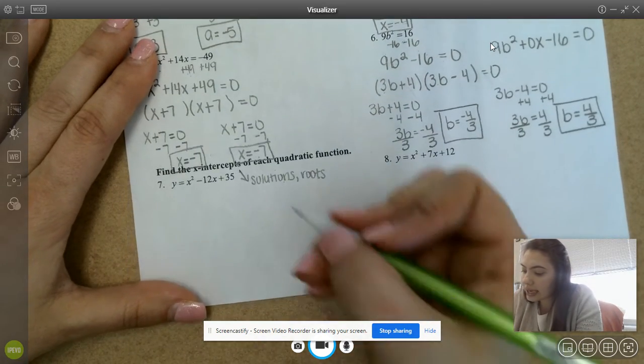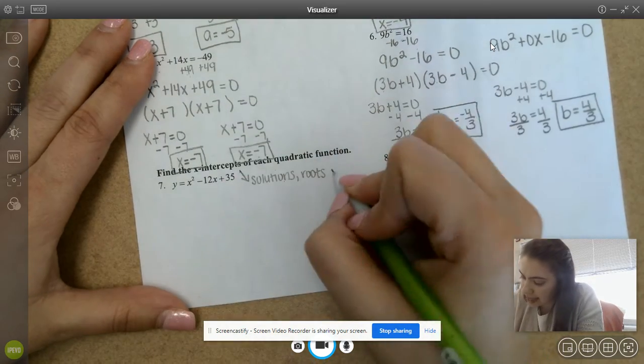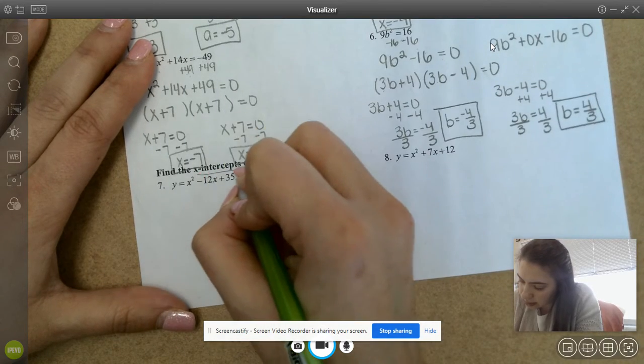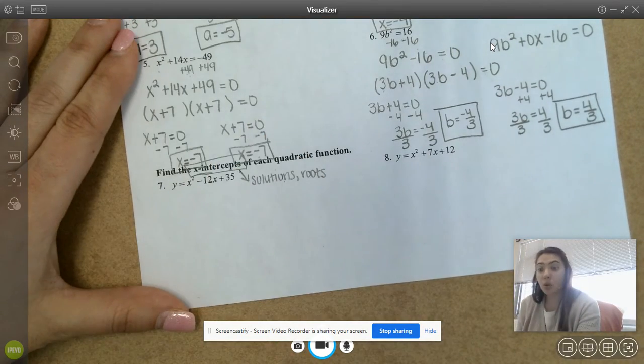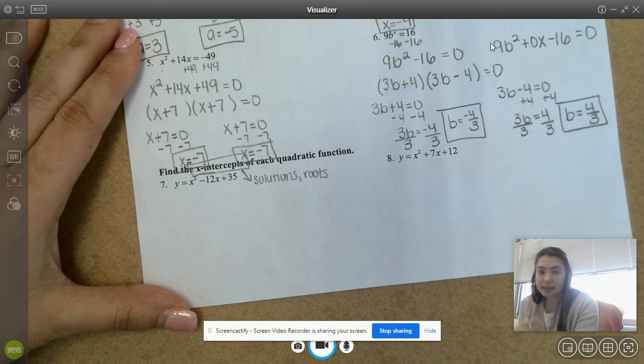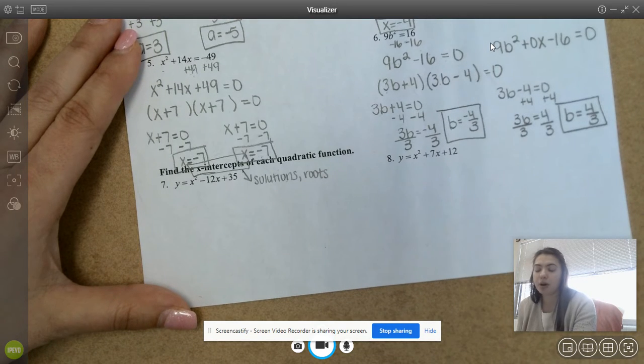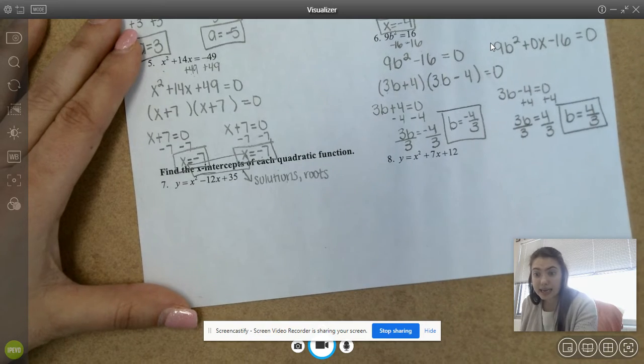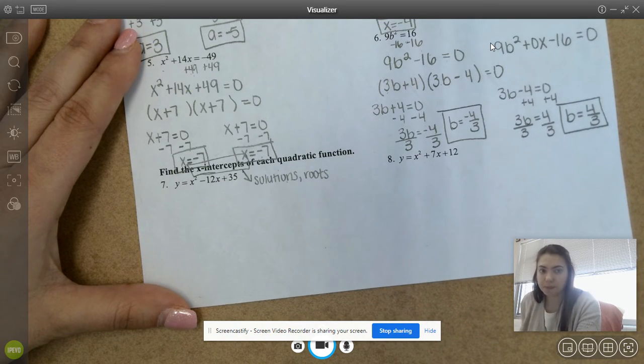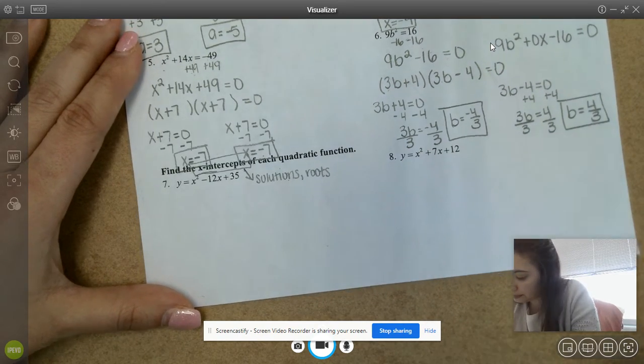Now, the one key difference is that x-intercepts need to be written as ordered pairs: (x, 0). An x-intercept is where your parabola is crossing the x-axis, where the y value is 0. So once we solve for x, we're not really doing anything different. Once we solve for x, we're going to want to put our final answers in as ordered pairs. So let's give it a go.